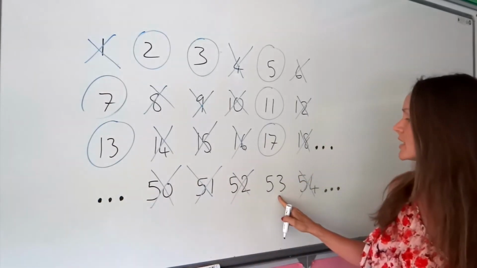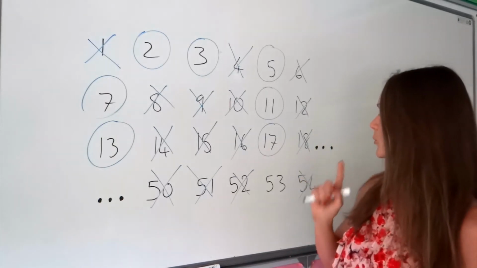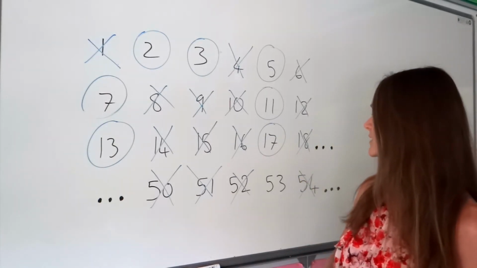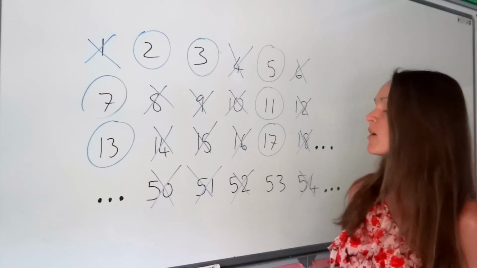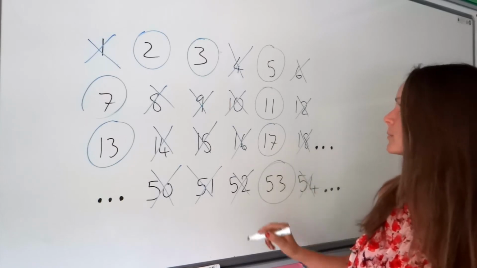And our last one over here, well, it's not divisible by 2 because it's an odd number. It's not divisible by 3, 4, 5, 6, 7, 8, 9, 10, 11, 12. So it's extremely likely that this number is a prime number.